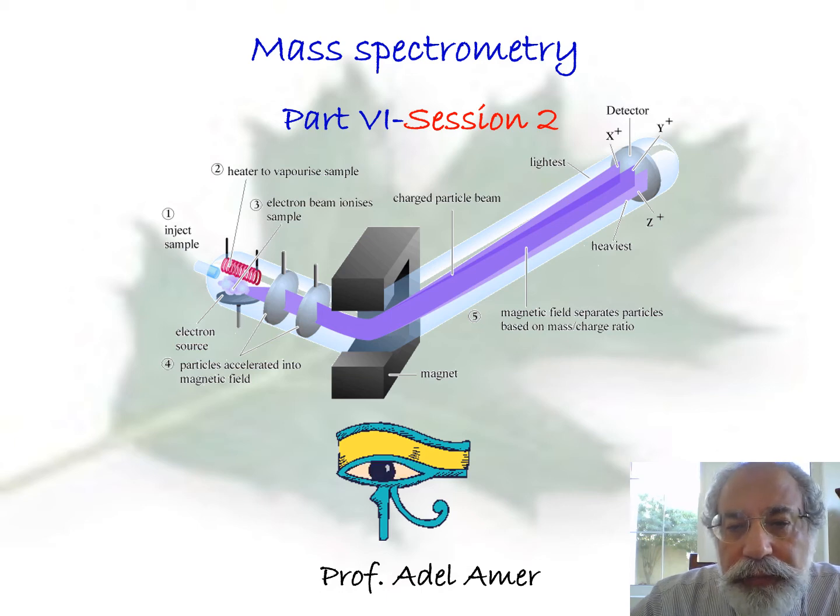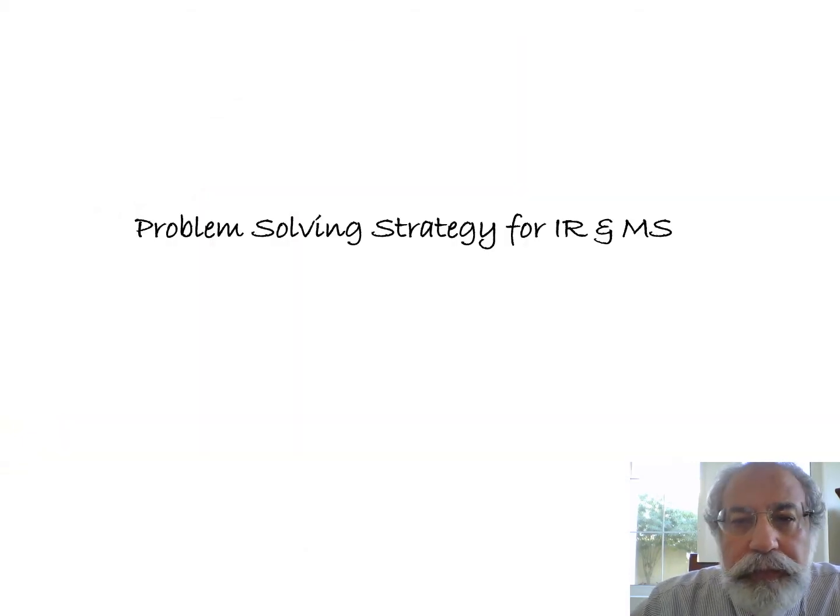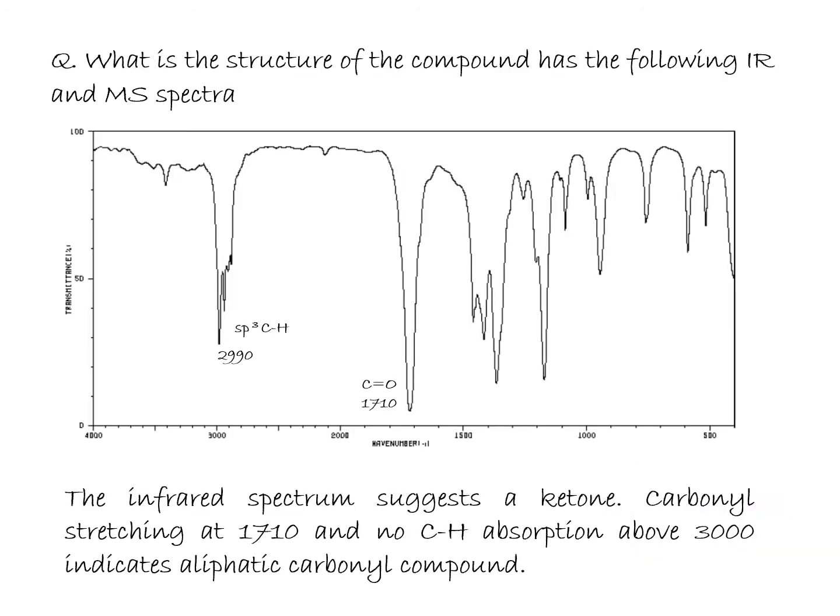Hello everyone, welcome to session 2 on mass spectrometry: problem solving strategy for IR and MS. What is the structure of the compound that has the following IR and mass spec?